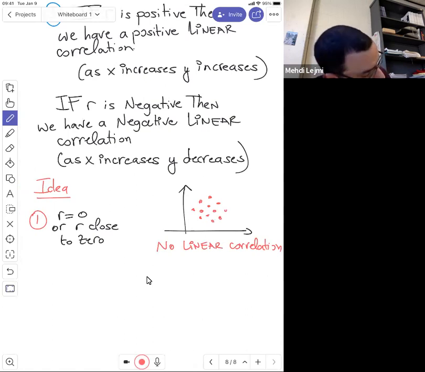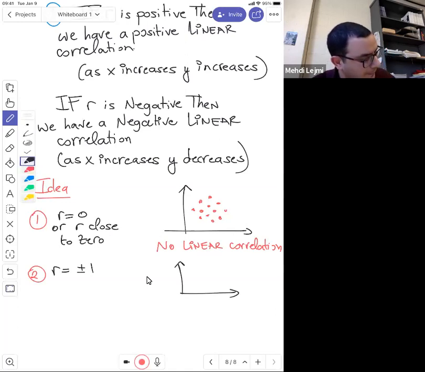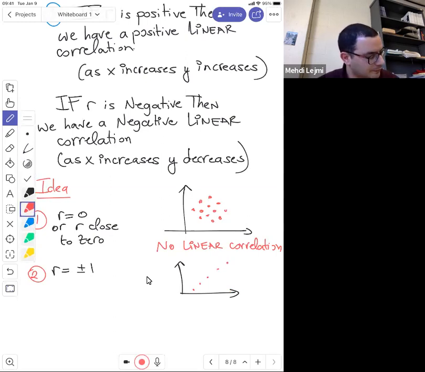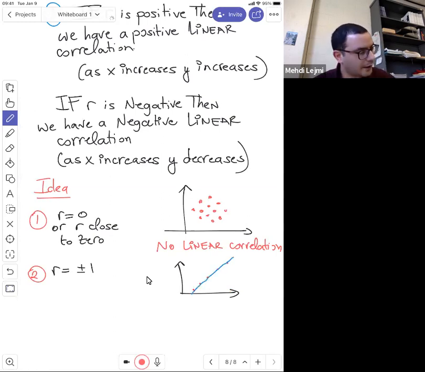Now, if R is equal to positive or negative 1, then you have a perfect linear correlation. All your points are going to belong to the same line. This is a perfect linear correlation.